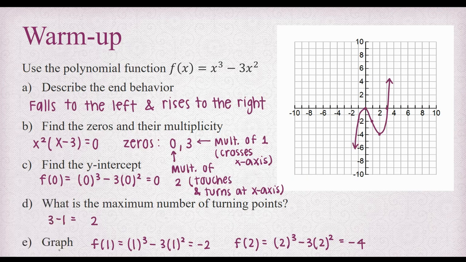So hopefully this is what you got when you were graphing. Answering all those questions, we know because it's a cubic with a positive number in front, we're falling to the left, rising to the right. I solved for the zeros. I saw that I had one of them as a multiplicity of 2, so it touches and turns. One of them is a multiplicity of 1, so it's crossing through. I know that I have at most 2 turning points, and I threw in a couple more points just to get a more accurate looking graph. And there's my graph.